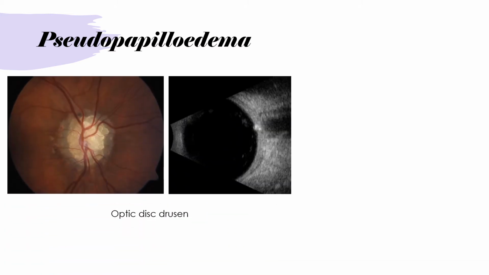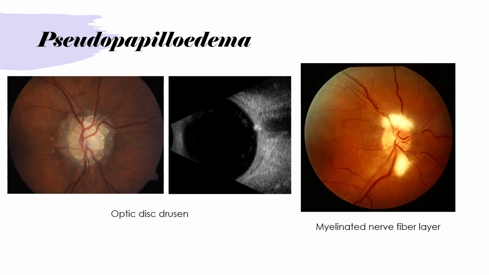Pseudopapilloedema are not true disc edema. They are mainly due to structural anomalies and are mainly unilateral with normal visual function. The most common cause of pseudopapilloedema is optic drusen, which is hyaline deposit at the optic nerve. It has a lumpy appearance, and on ocular ultrasonography, it appears as a hyperechoic lesion due to the high calcium content in it. Another cause of pseudopapilloedema is myelinated nerve fiber layer.